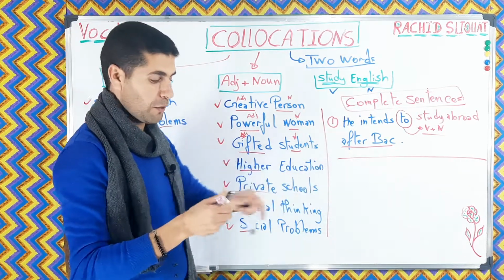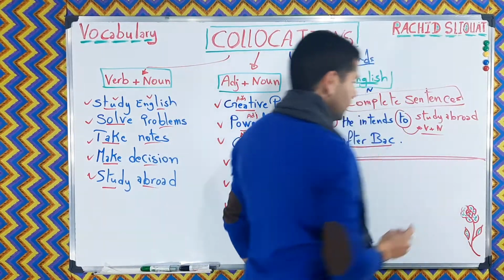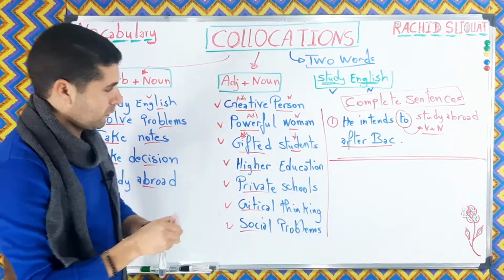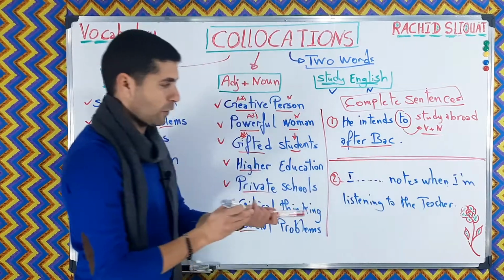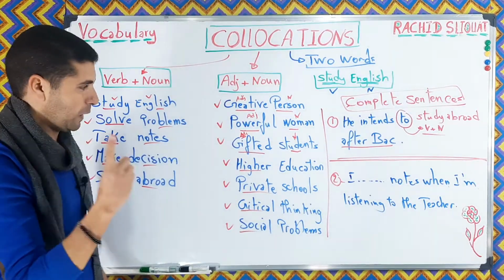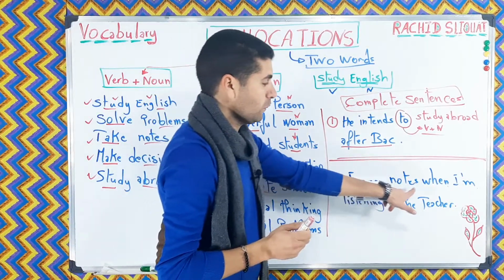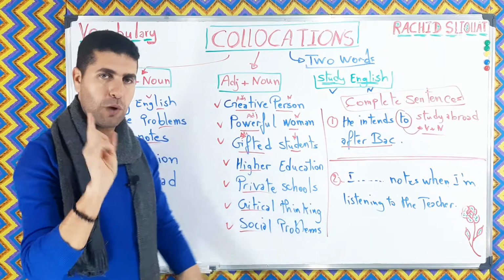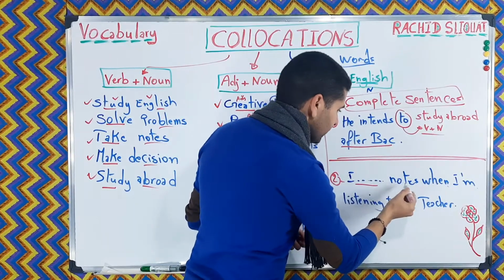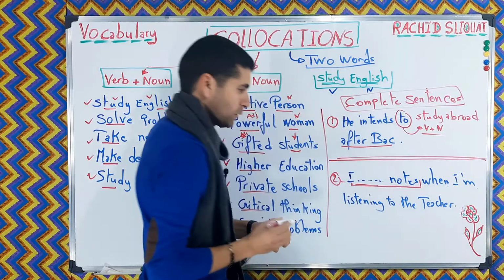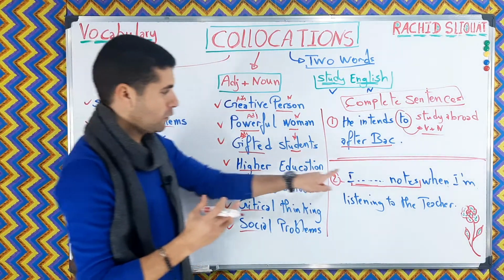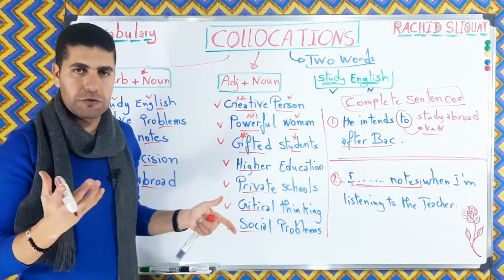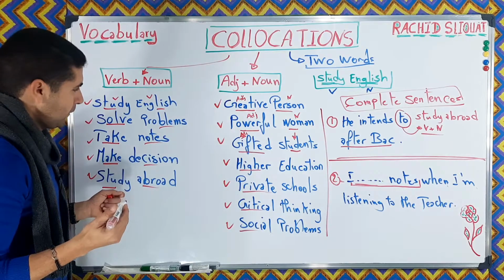Another way of completing a sentence is to complete it with one word, all right? So for instance, we can take another example, this one. Here we have to complete with one word: "I note when I'm listening to the teacher." But here we have notes. So do we have any word that goes with note to make a collocation? For sure, yes, we have.